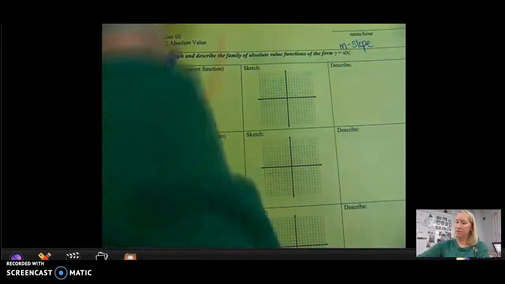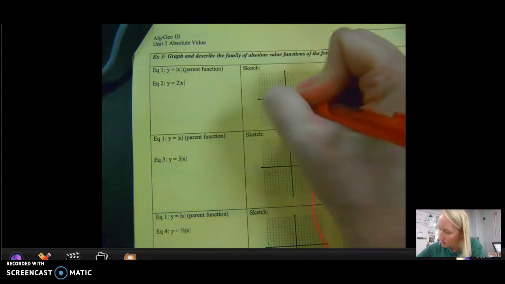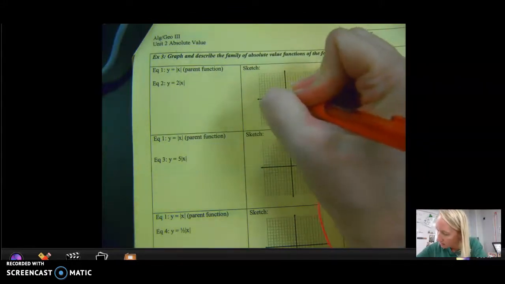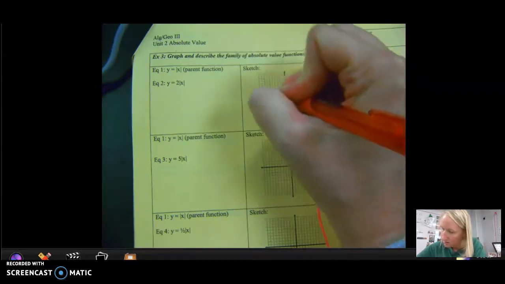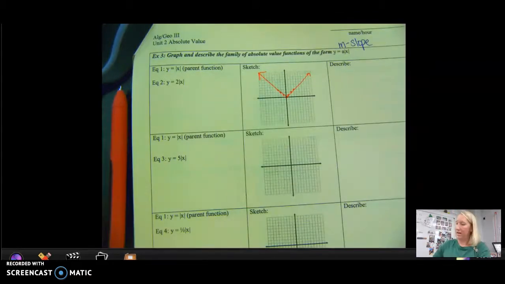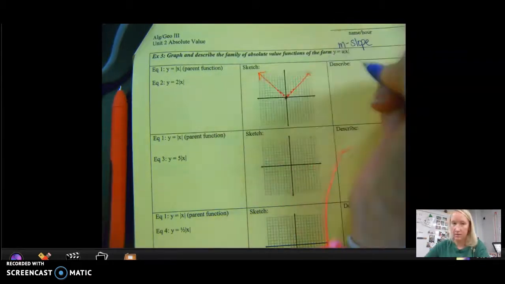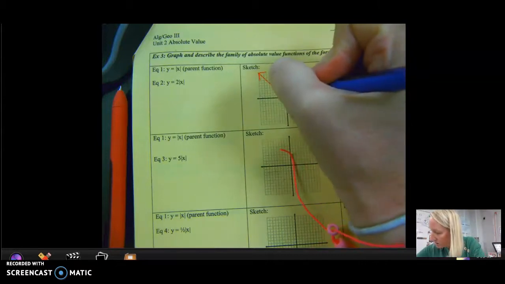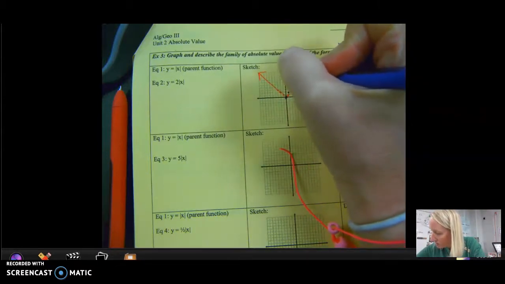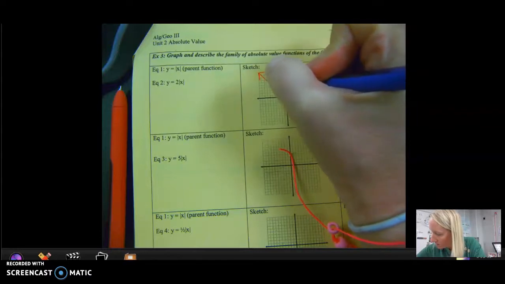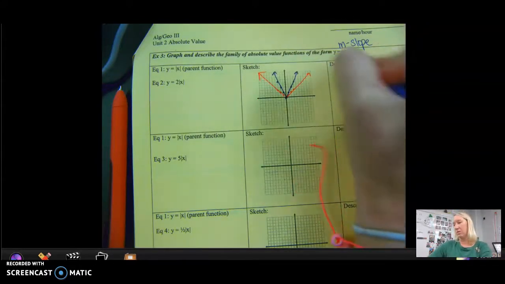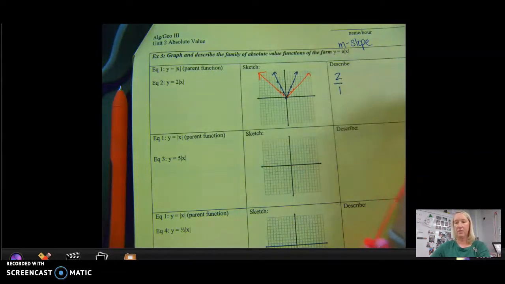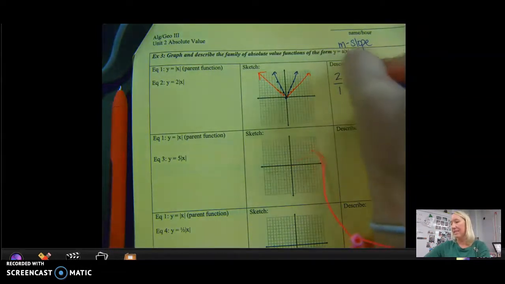So our parent function, if we remember, was 0, 0, go up 1 over 1, up 1 over 1, or up 1 backwards. But now, this one's still at 0, 0, but now my slope is up 2 over 1, or up 2 backwards 1. And if you notice, how did this change? Well, it's a slope of 2 over 1, because 2 is a fraction, rise and run, and it got skinnier.